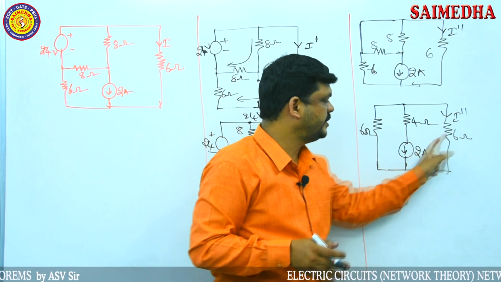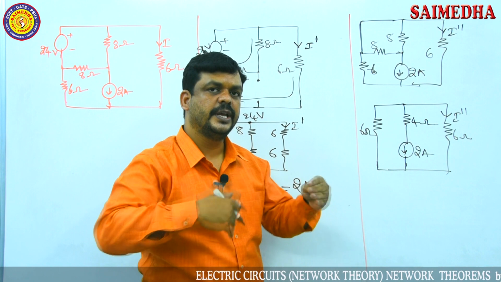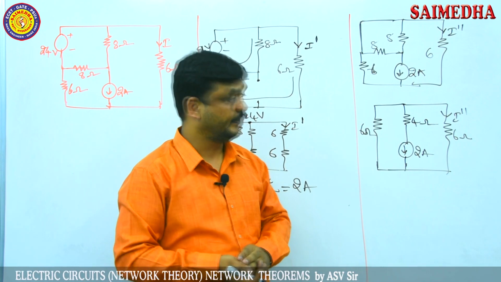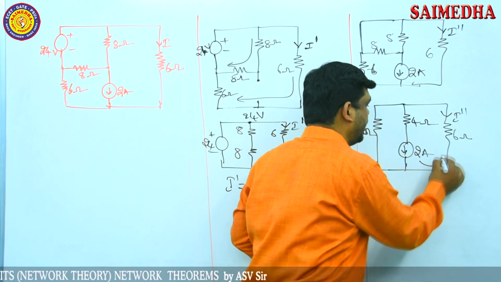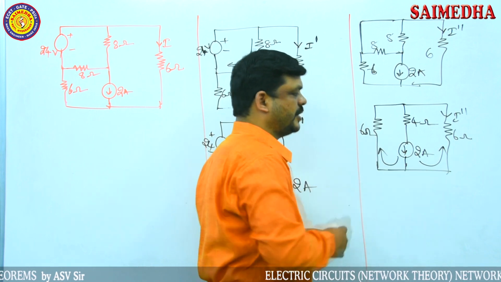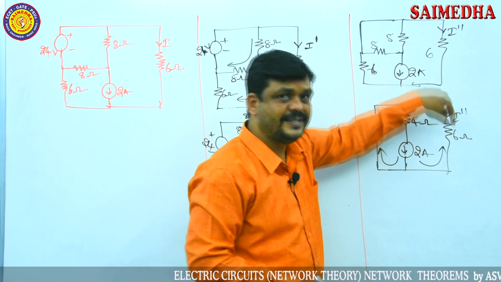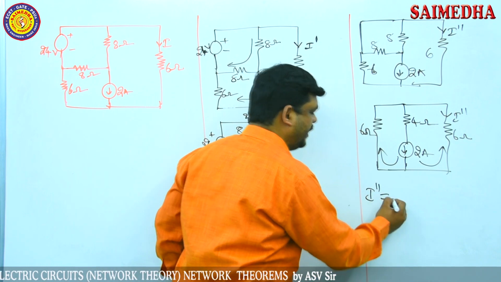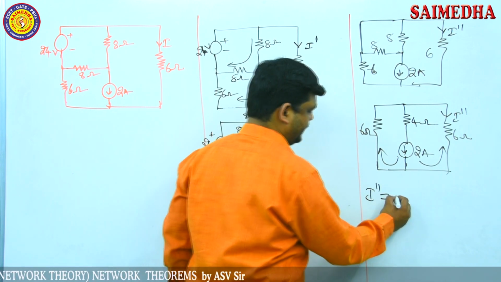One path is a 6 ohm resistor, another path is a 6 ohm resistor. Equal resistance values are there, so the current also divides equally. But this current flows in this direction, and this side in this direction. But we want the current in this direction. The opposite direction is required. That's why here I am writing I double dash is equal to minus.